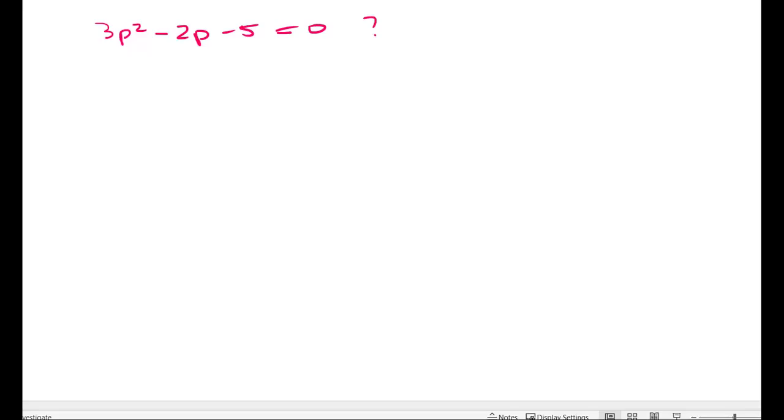All right, the method I'm showing you is called the slide method. Sometimes it's called the illegal move. The first step is you take that 3 and multiply it to the back. That gives us p squared minus 2p minus 15 equals 0. They call that slide, or I just say multiply the first term to the last term.